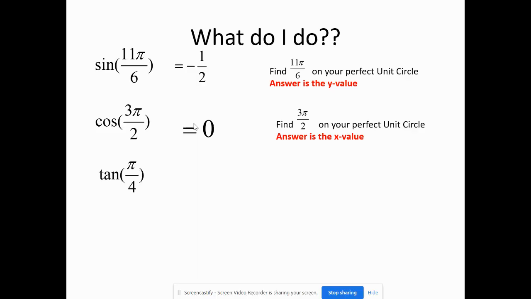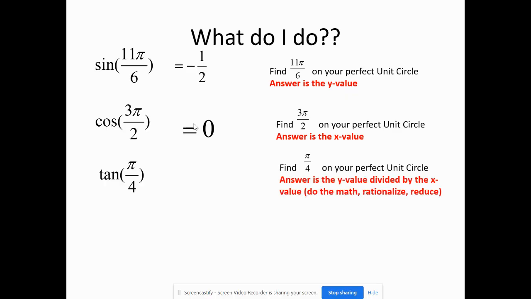What about tangent of pi over 4? Find pi over 4 on your perfect unit circle, but now you have to do some math, so tangent might take some work. The answer is the y value divided by the x value. Y over x, rise over run. Do the math and rationalize and reduce. You should have gotten 1.